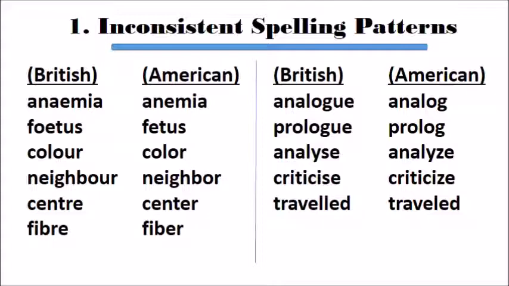Analog, UE missing in the American system. Analyze, Z or Zed used in place of S, criticize, the same thing as analyze, traveled. One L is missing in the American variety. So when you want to write, you are expected to stick to a particular pattern and follow through to the end to avoid confusions.